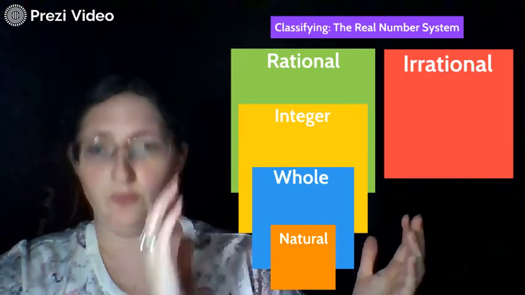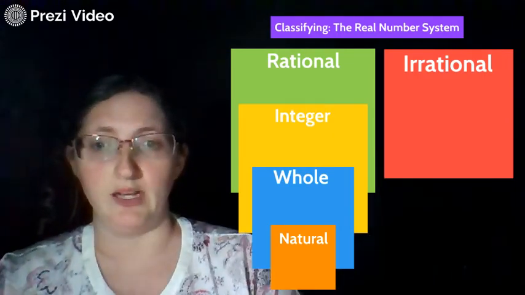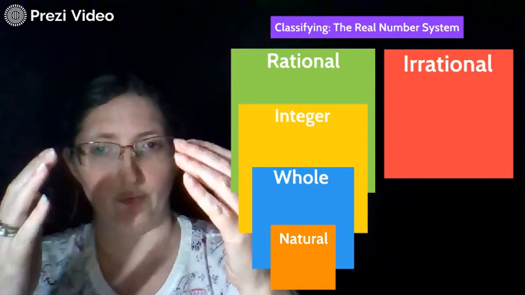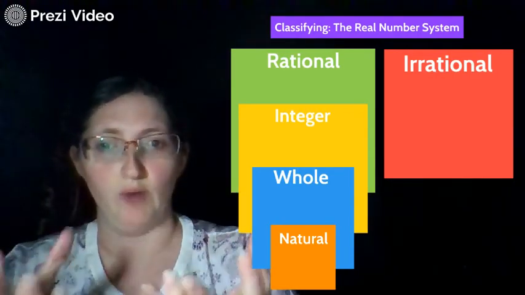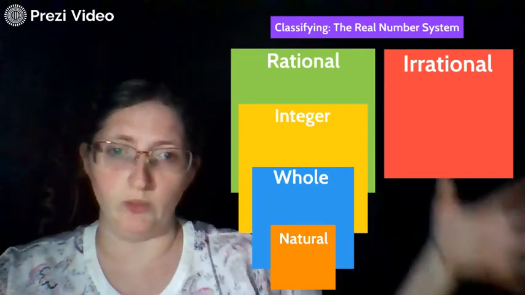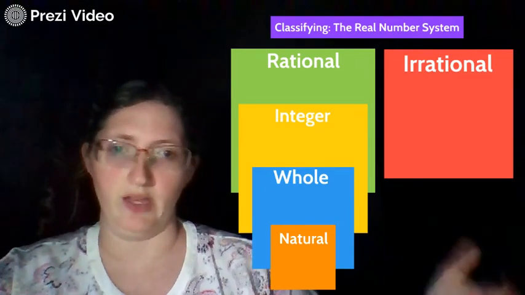I know when we did this in class, we did cups. If you put it in the natural cup, it fell through to the whole, the integer, and then landed in rational at the bottom. If I put it in irrational, it only goes to irrational. There's nothing else in that category.